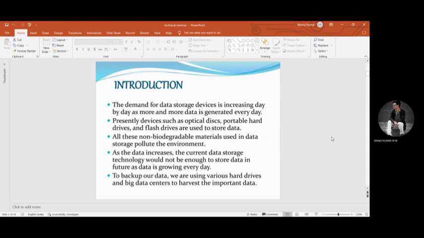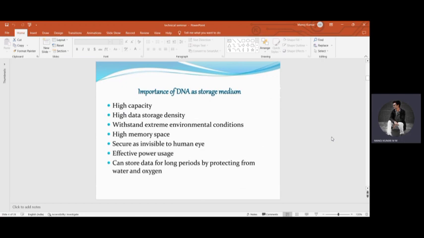So, the importance of using DNA as a storage medium: high capacity, high data storage density, withstands extreme environmental conditions, high memory space, secure as it is invisible to the human eye, effective power usage, and it can store data for a long period if protected from water, oxygen and light.